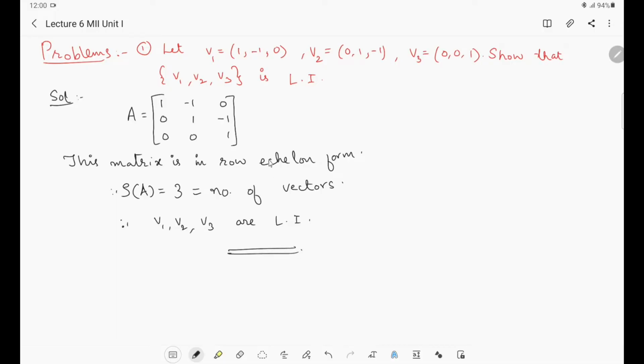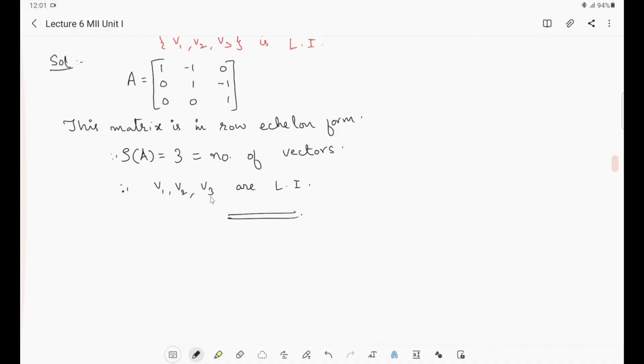This problem became easy because when we wrote the vectors as the rows of this matrix, automatically this matrix was already in row echelon form. So we did not need to reduce it to row echelon form, and directly we got the rank, which is equal to the number of vectors. Now we are going to see one more problem in which the matrix will not be in row echelon form, and instead of 3 vectors, 4 vectors will be given. Let us see the second problem.